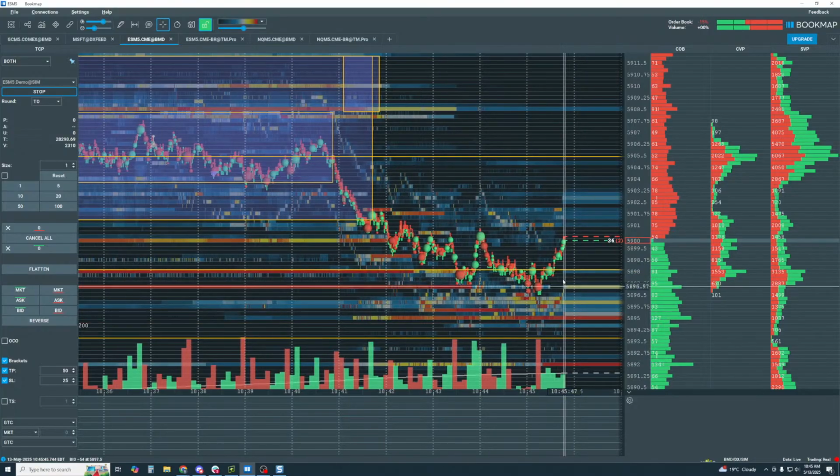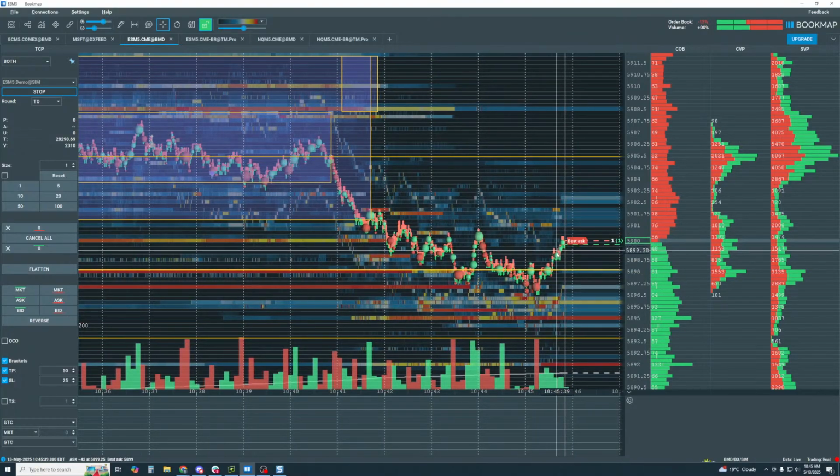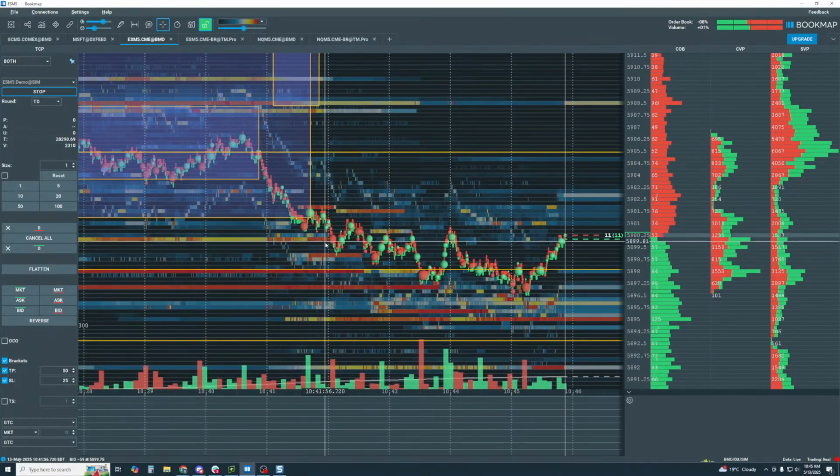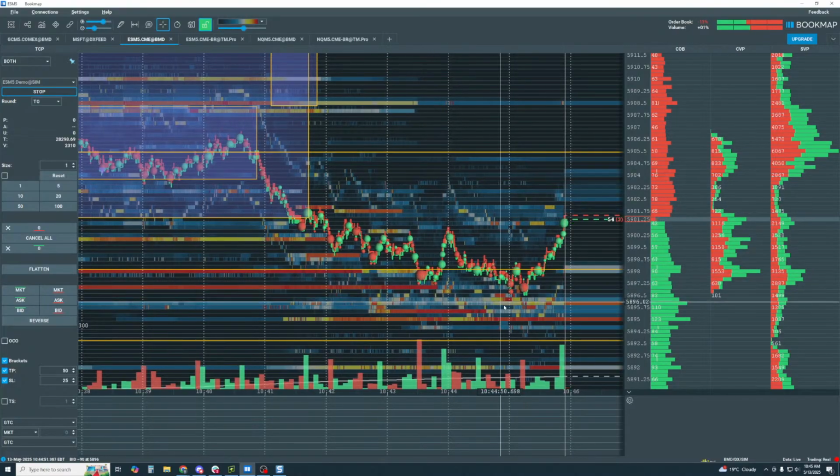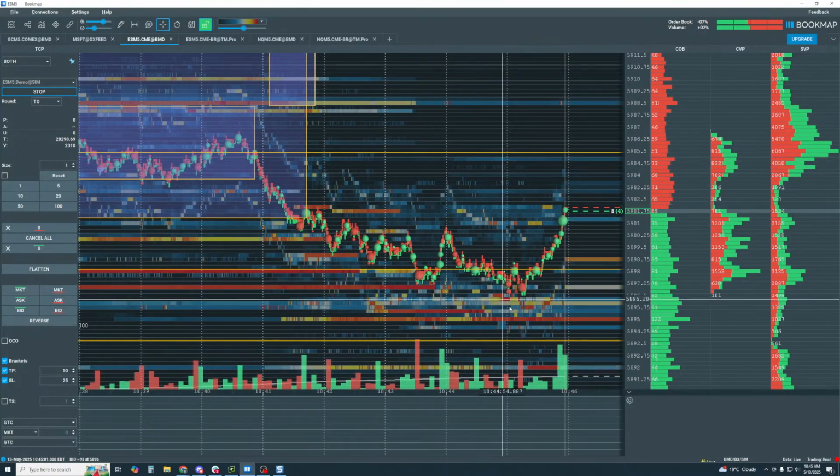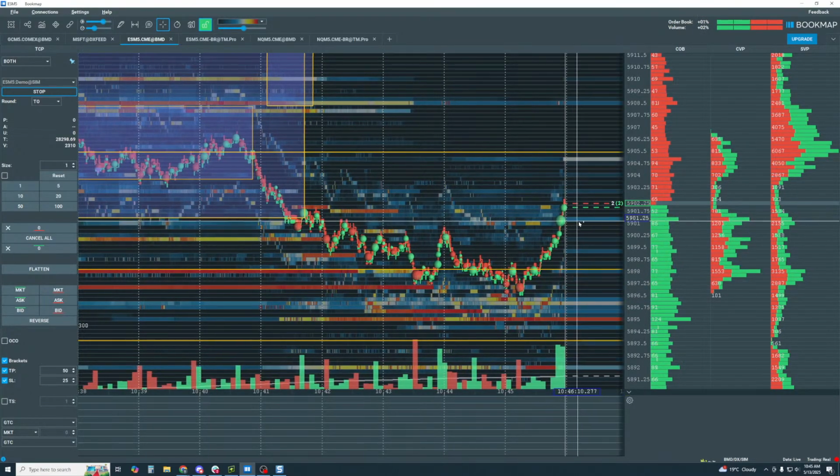Okay, so some more buying accumulation in here. What about the accumulation on the passive side? Here looks pretty good. Starting to look pretty good, right? Okay, now we've broken structure.